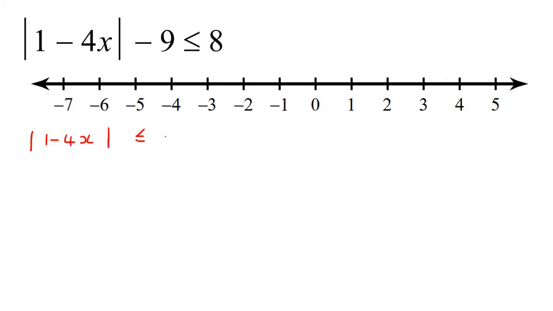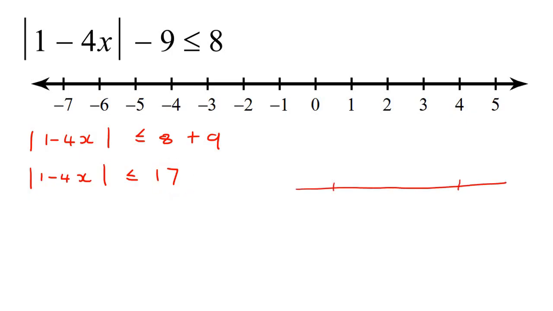So we'll say 8 plus 9, and so that's 8 plus 9, which is 17. Okay, so now when the absolute value is by itself, like this, then you can take this number and put it on a number line. So we just say minus 17 and positive 17. You have your intervals, A, and then B.